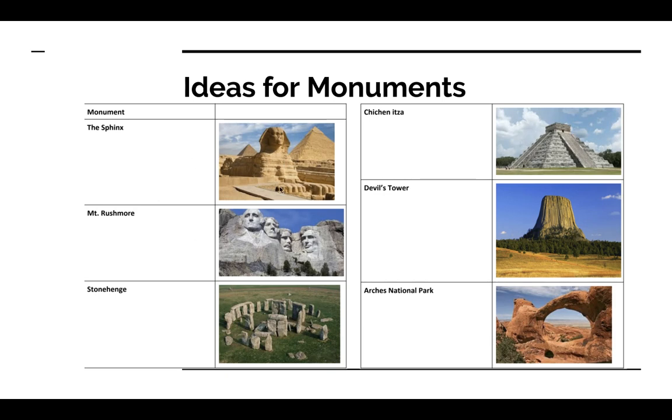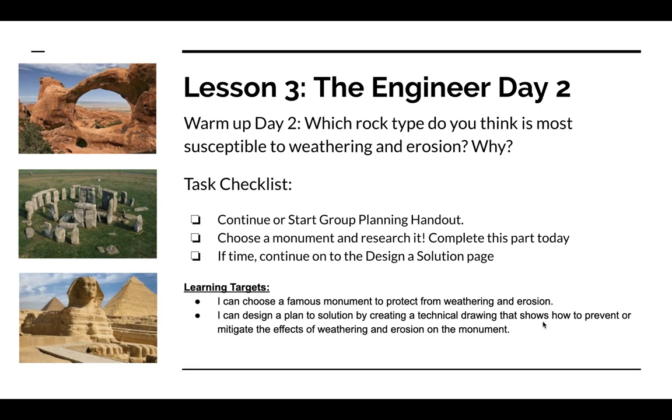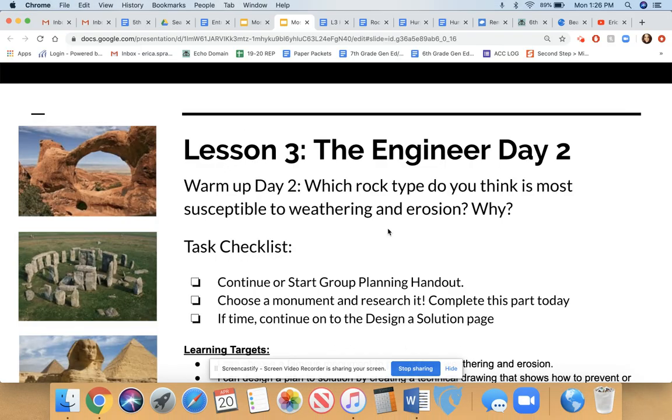So here's some man-made monuments to think about. The Sphinx in Egypt, Mount Rushmore in the United States, Stonehenge is in England, Chichen Itza is in Mexico. Those are man-made. The Devil's Tower is actually not man-made. This is out west in the United States, as well as Arches National Park. So once you've decided which monument you want to use, then you're technically on day two.